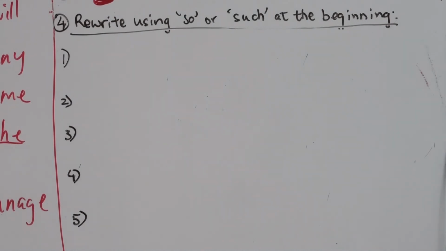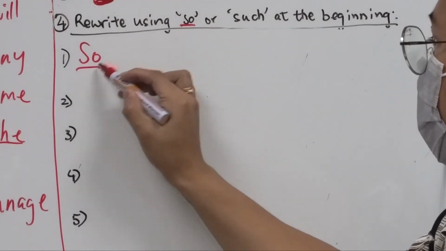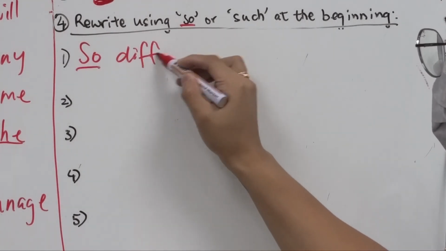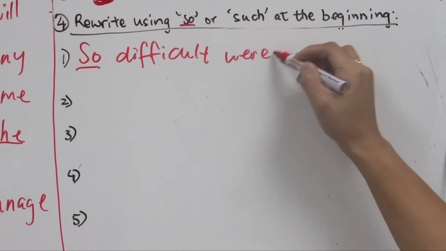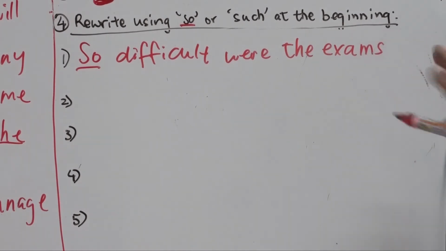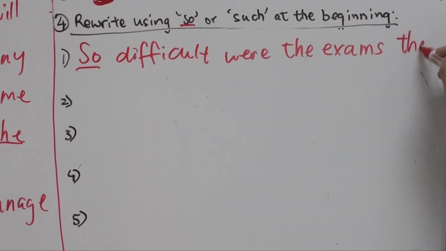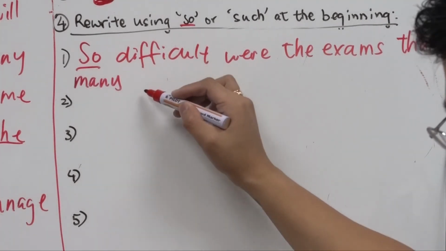Number 1. As the exams were difficult, many students complained. It starts with so. So difficult were the exams that many students complained. We already have the inversion there. I think you found out already.